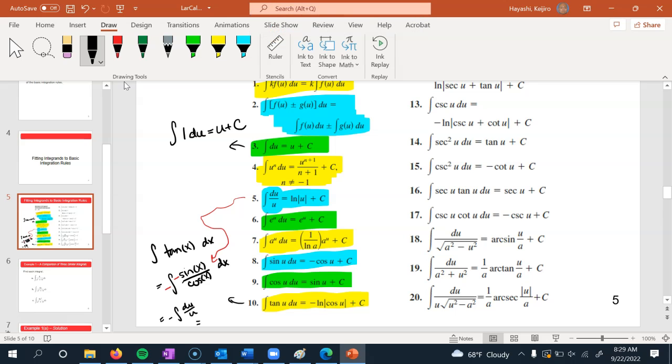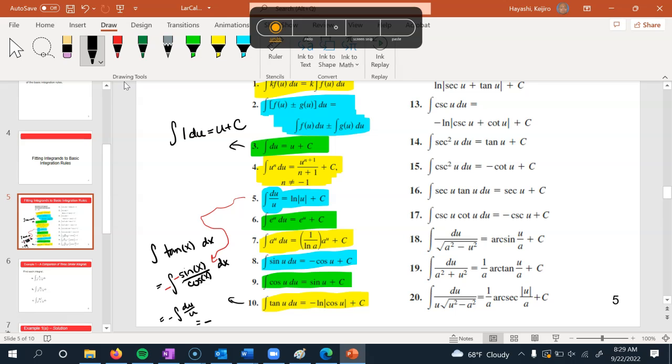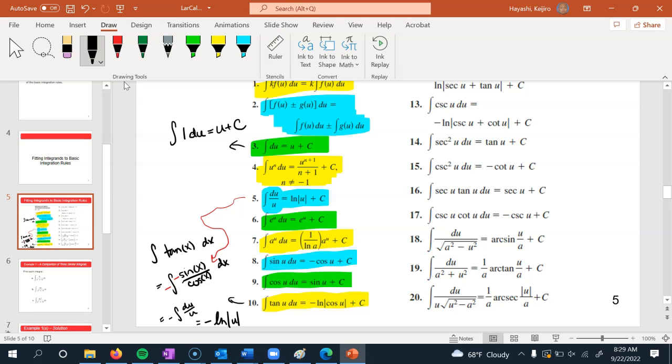according to that formula, then, and there's still that extra negative sign on the outside, but it's going to be negative the natural log of the absolute value of u plus c, which is the negative natural log of cosine plus c. That's just where that comes from.